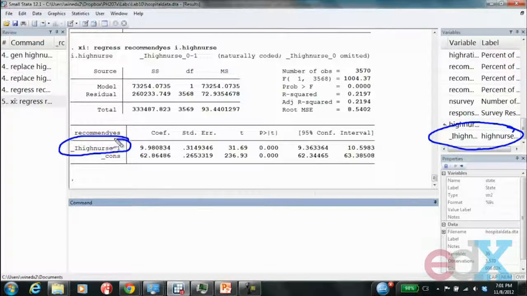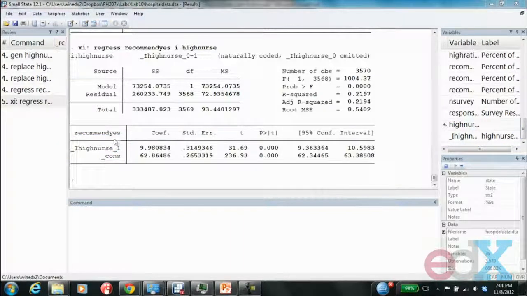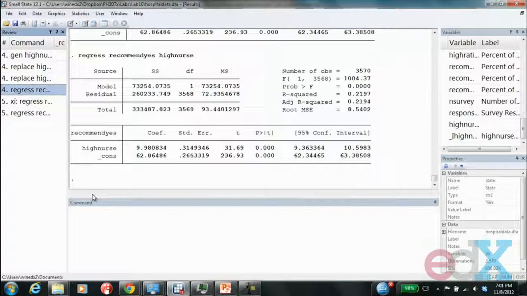This becomes really useful when you have categorical covariates with a bunch of different groups. But since we only have two groups in our example, we can just use the standard notation and look at the output from that regression model. My estimate of alpha corresponds to this constant, and my estimate of beta goes along with the high nurse covariate.